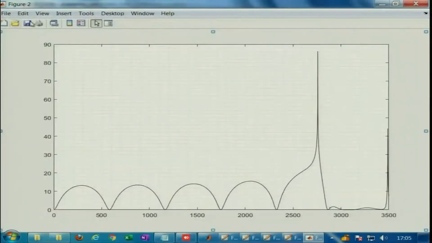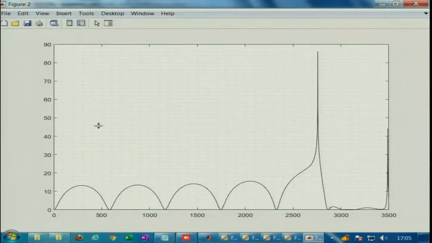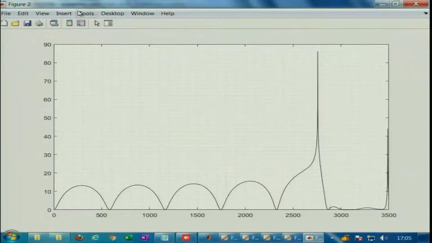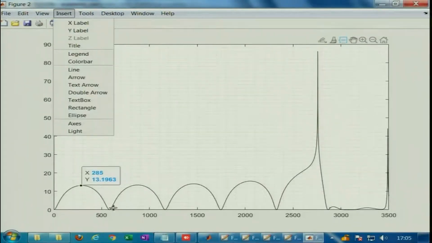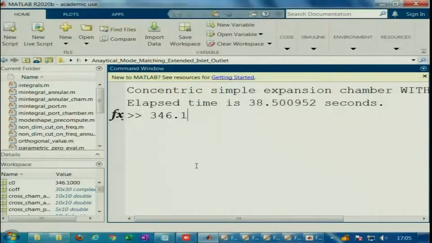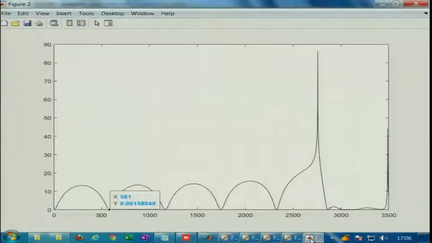Yes. So, you see that these troughs always occur at a certain point, at 577, roughly around that point, slightly more because of 3D effects. And you can calculate it, because it is going to be something like 346.1 divided by 2 into 0.3, because c naught divided by 2L, that is the formula, right. So, it is 577 roughly; because of 3D effects it is showing at slightly higher values.